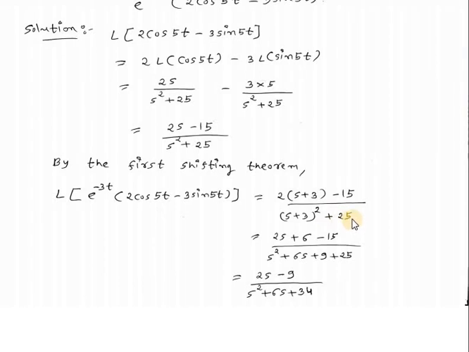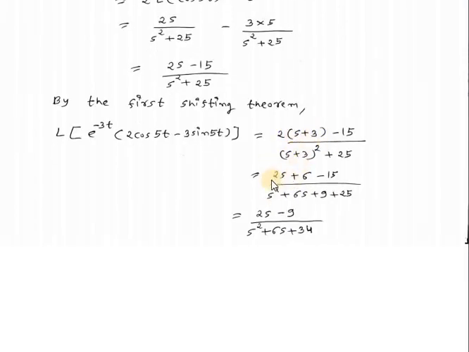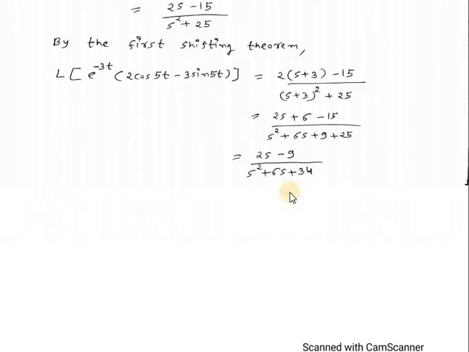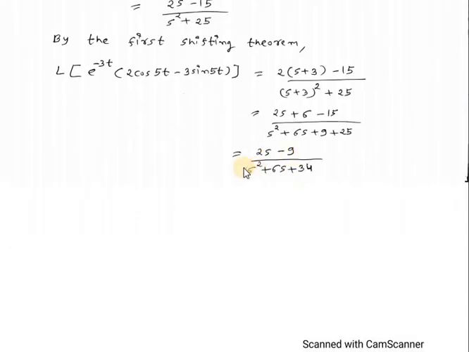So here we have to replace s by s plus 3 because here it is e raised to minus 3t. If it is e raised to 3t, then we will replace s by s minus 3. But here it is e raised to minus 3t, therefore we will replace s by s plus 3. So if we simplify it, then it will be 2s plus 6 minus 3 pi whole divided by s square plus 6s plus 9 plus pi square. So this is our final answer.